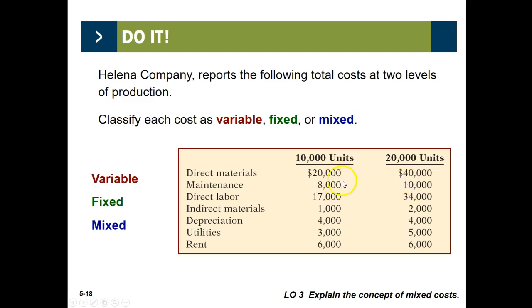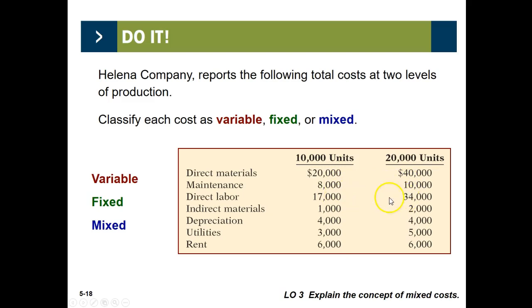Maintenance changed as well, but it didn't change in direct proportion. It's not 16,000, it's 10. So it would be a mixed cost. It changed because of the variable portion, but it did not change proportionally because of the fixed portion.